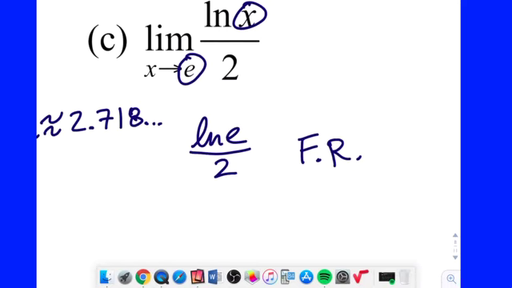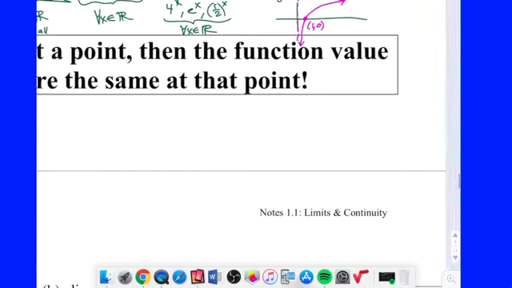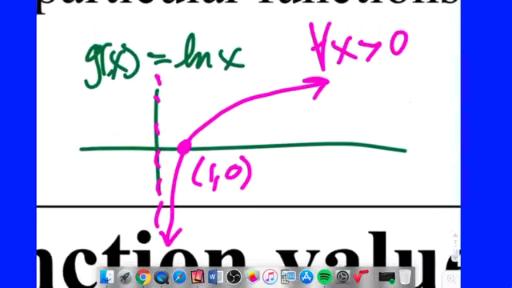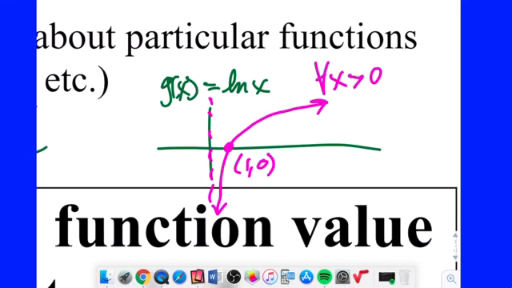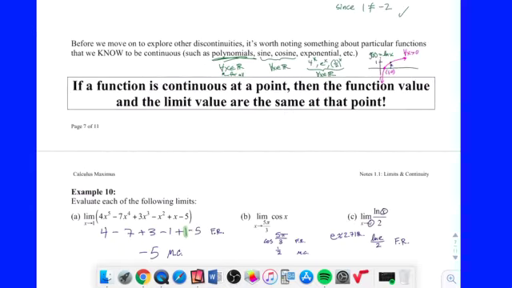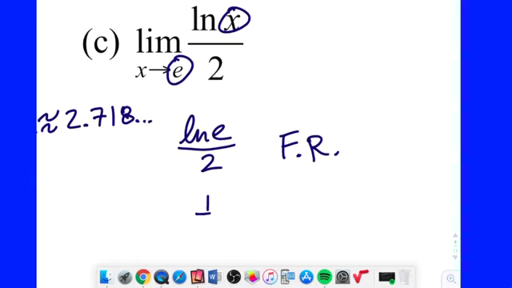Nope. So what is the natural log of e? That's one you should know. The natural log of 1 is what? 0, right? E would be right around here. What's the natural log of e? 1. Yeah. Okay. The natural log of e is 1. So the multiple choice answer is 1/2. So you need to know this. The natural log of 1 is 0. The natural log of e is e.